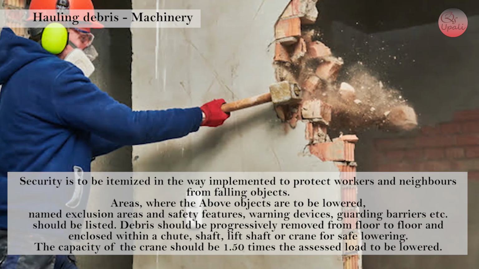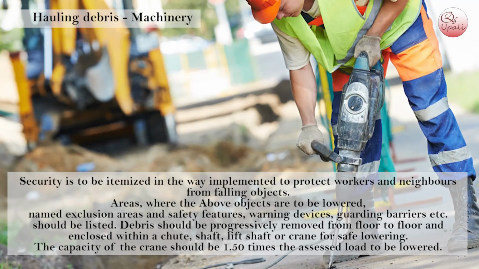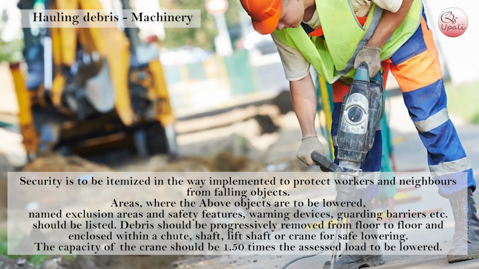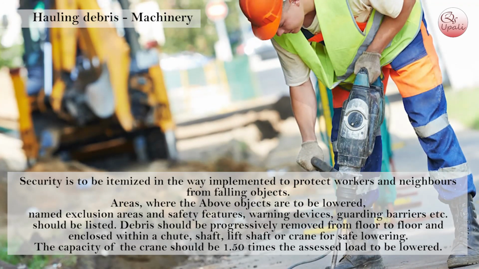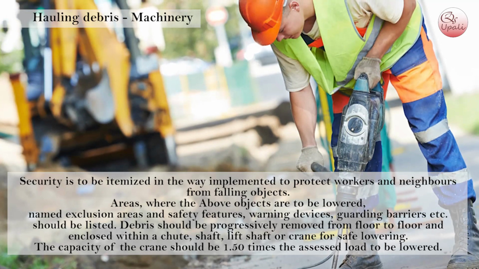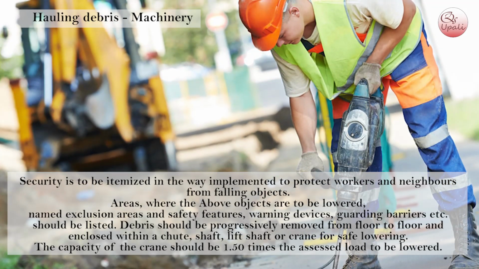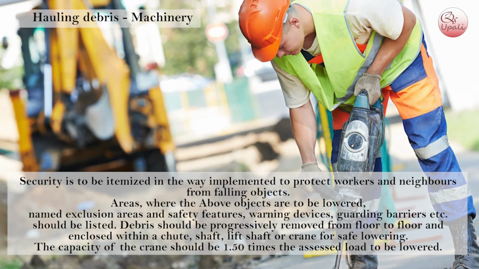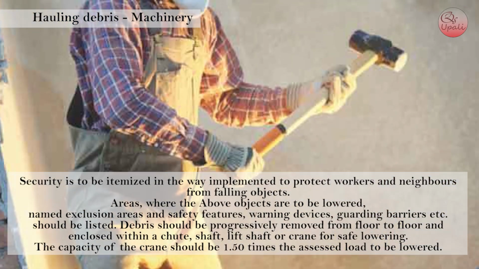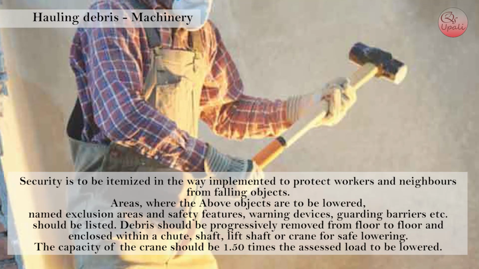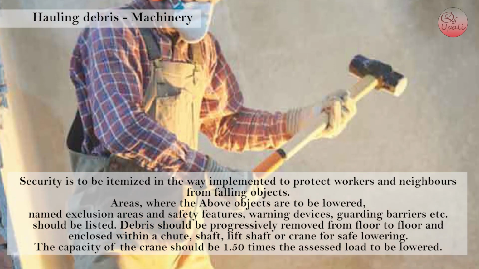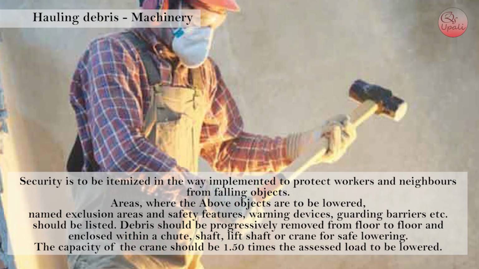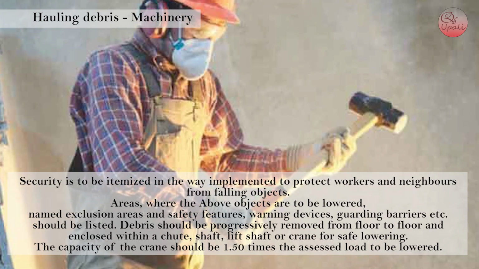Security is to be itemized in the way implemented to protect workers and neighbors from falling objects. Areas where the above objects are to be lowered, named exclusion areas, and safety features, warning devices, guarding barriers, etc. should be listed. Debris should be progressively removed from floor to floor and enclosed with a chute shaft, lift shaft or crane for safe lowering. The capacity of the crane should be 1.5 times the assessed load to be lowered.